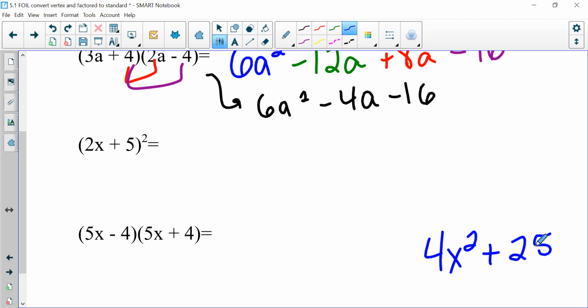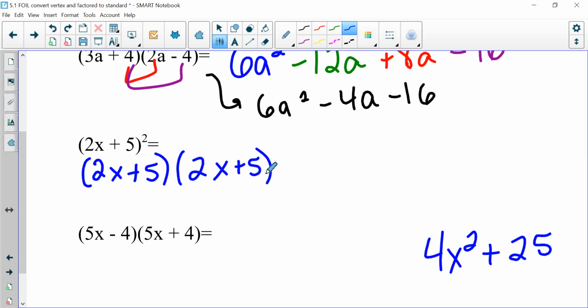What are you doing if you have 4 squared? What are you doing with the 4? Square just means you times it by itself, right? That exponent of 2 means I have to write this bracket twice. I have to take the bracket and times it to itself. Now I'm going to FOIL. Okay, tell me what I'm getting when I FOIL this, guys.